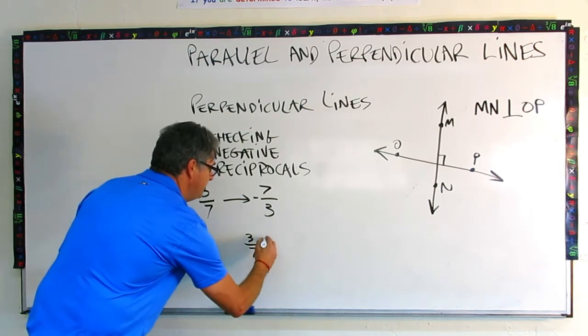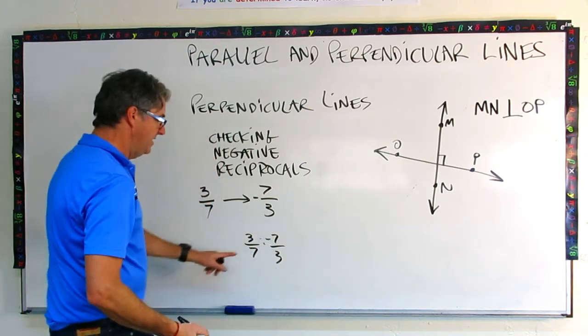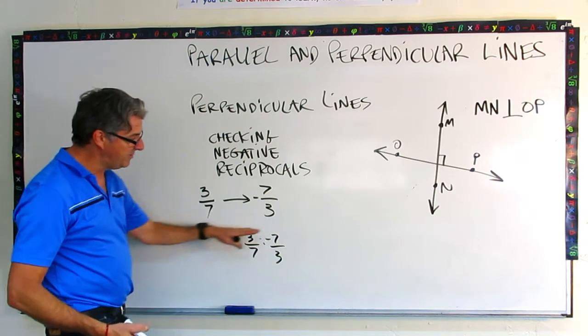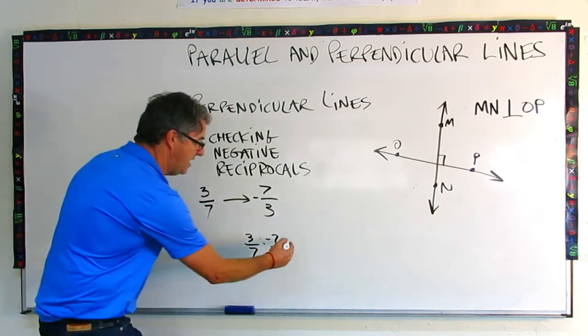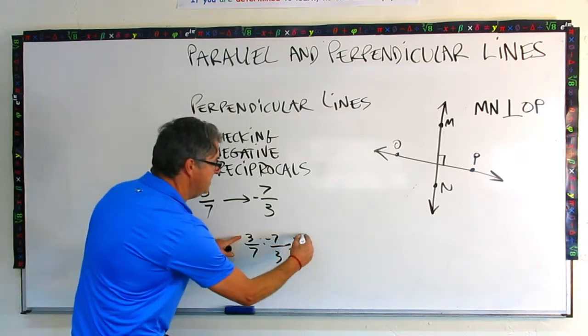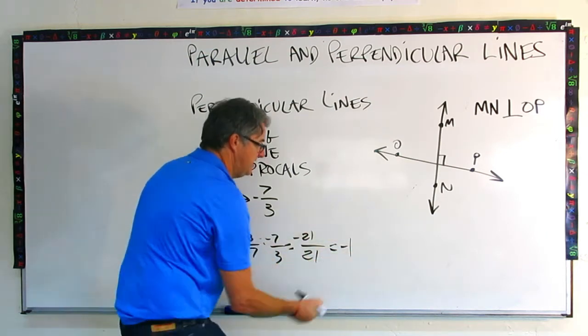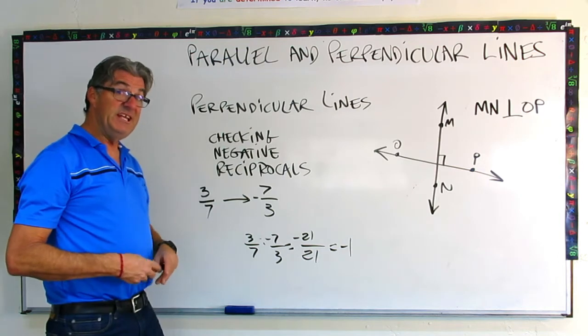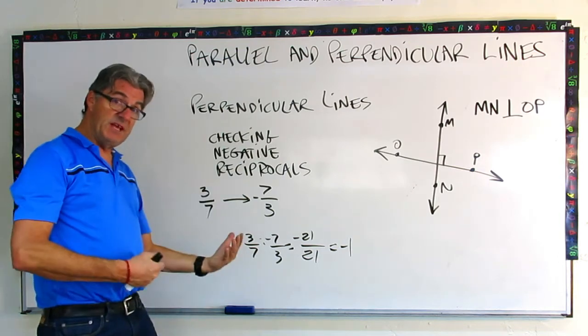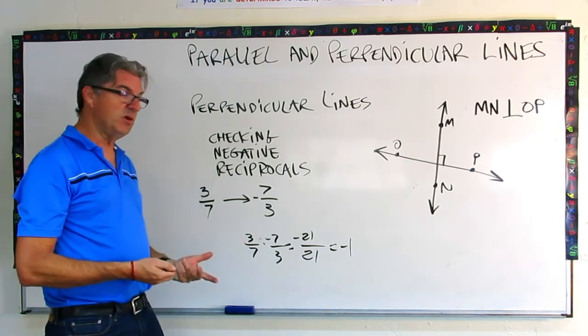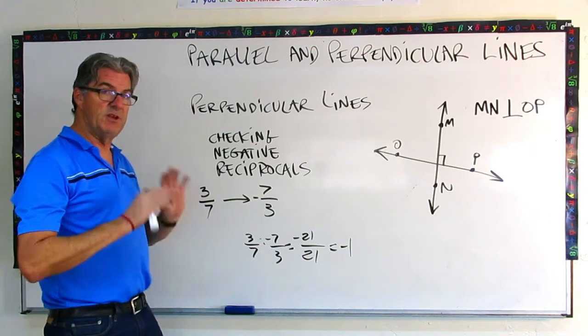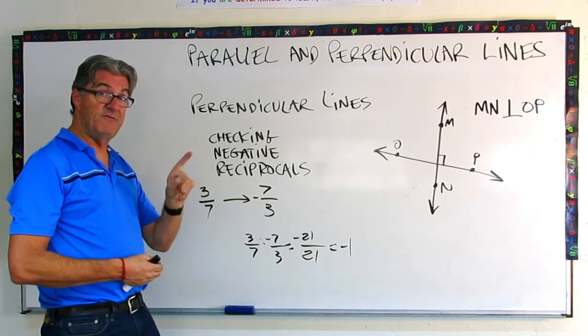3/7 times -7/3. Now when you have 2 fractions multiplied, you just multiply across the top and multiply across the bottom. So I'm going to get minus 21/21, and that is -1. So if you're needing to check or do something else with a problem that involves negative reciprocals, you should remember this relationship, that when you multiply them both together, you should get -1.